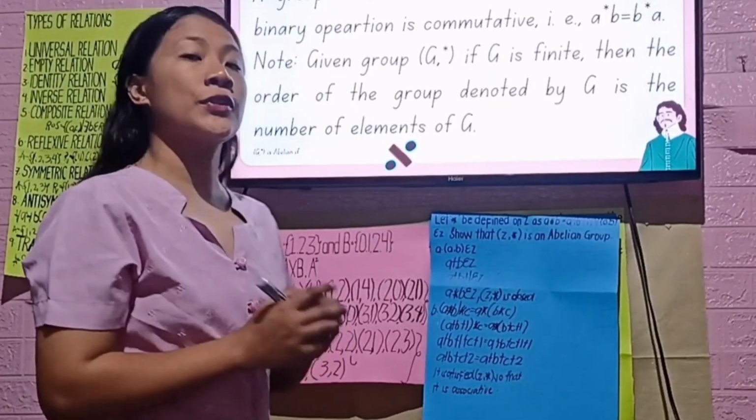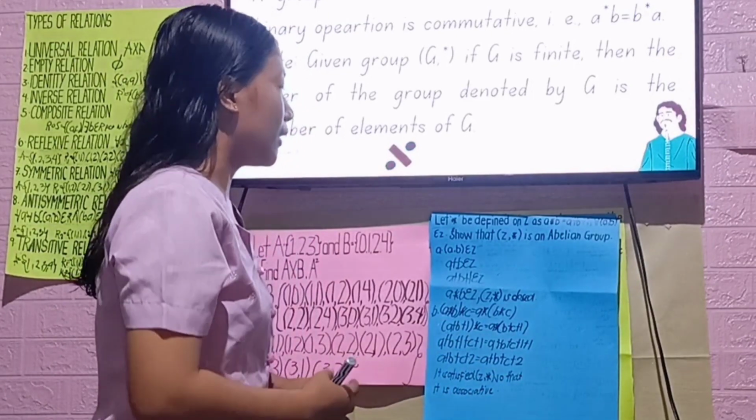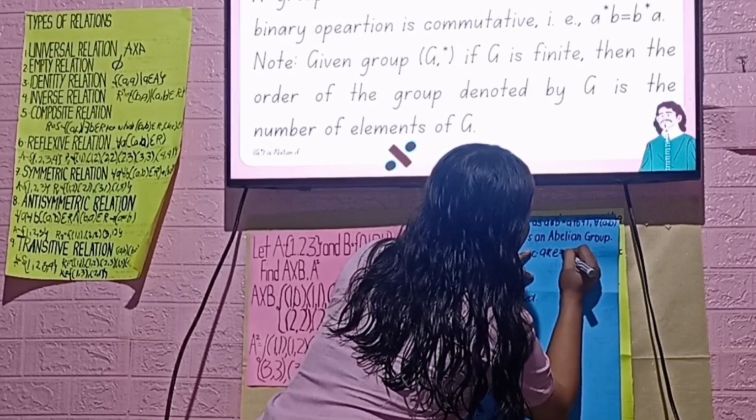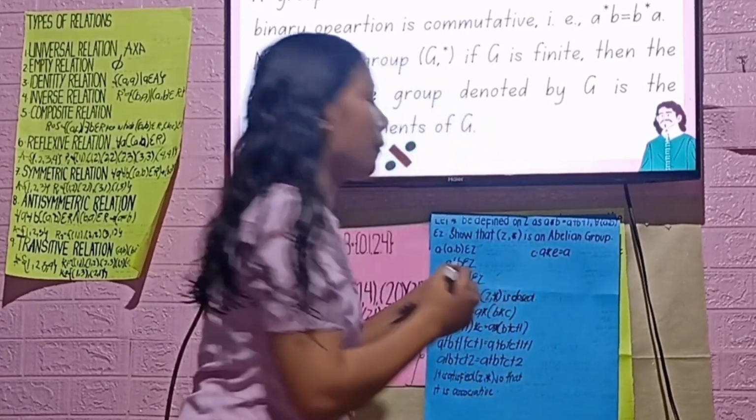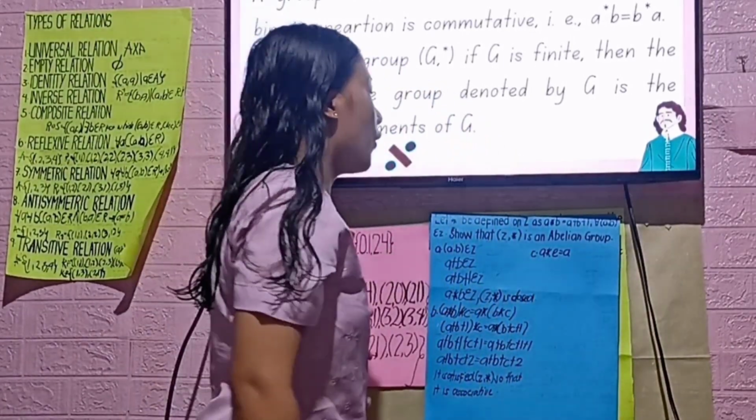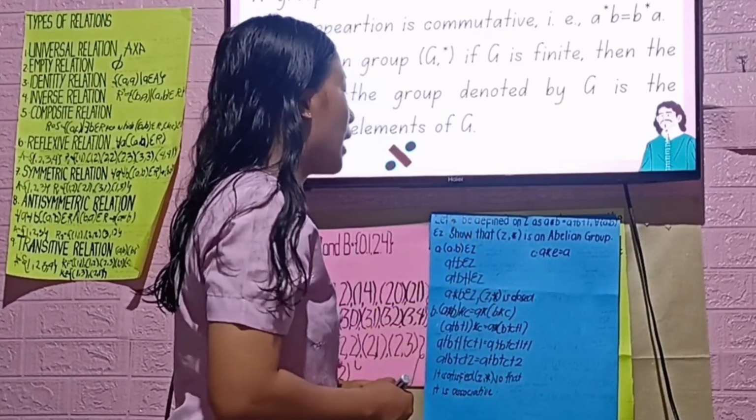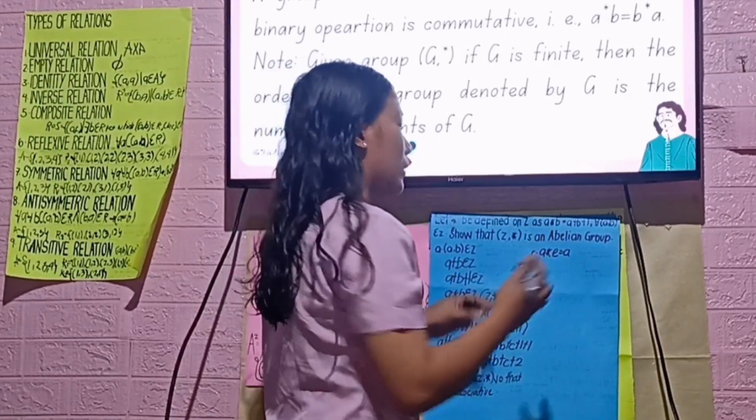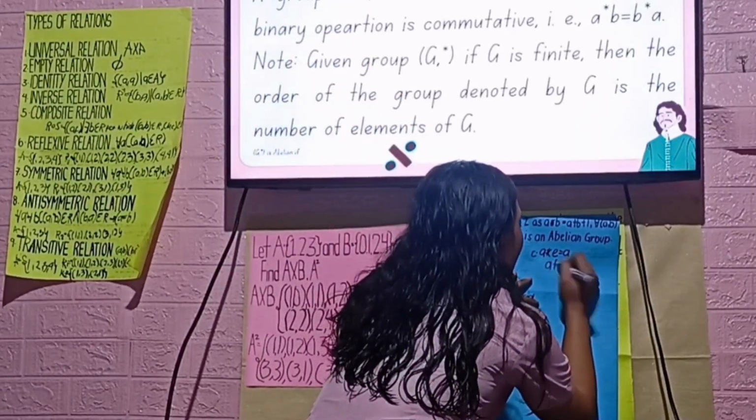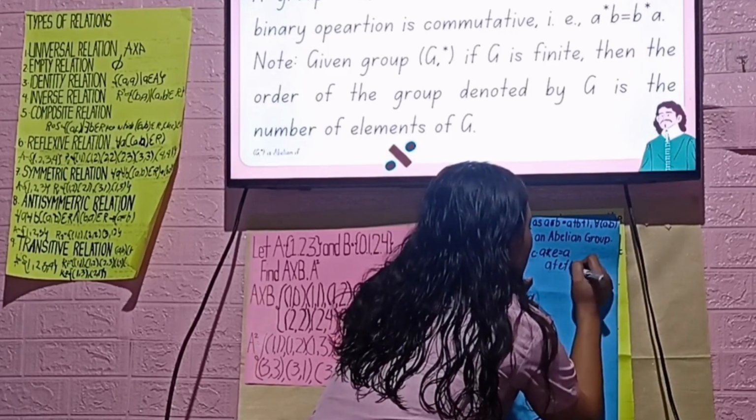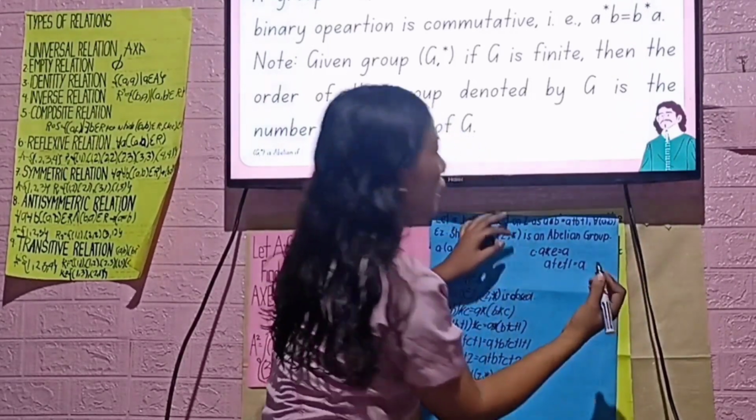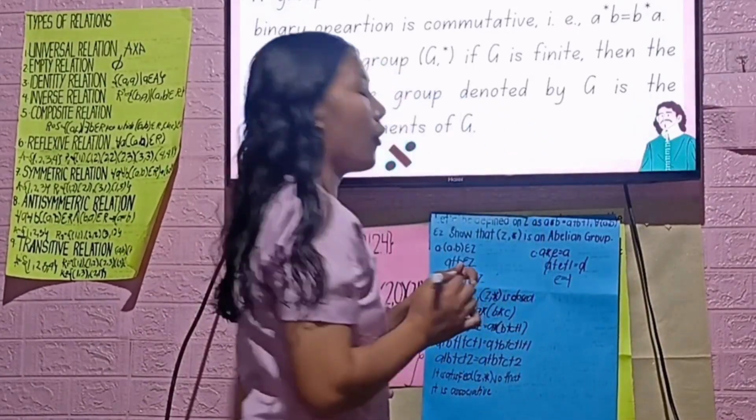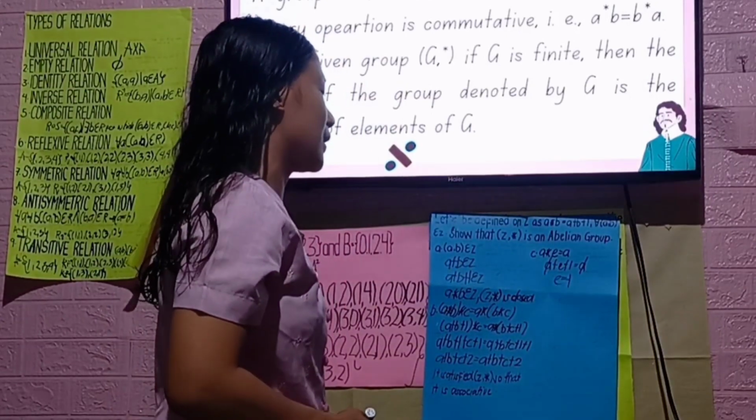We need to prove also if it has an identity. The identity property: A star E is equal to A. So let's apply the definition given in this problem. A star B is equal to A plus B plus 1, so A plus E plus 1 is equal to A. So we need to cancel A, giving E equal to negative 1. Therefore, the identity element exists.